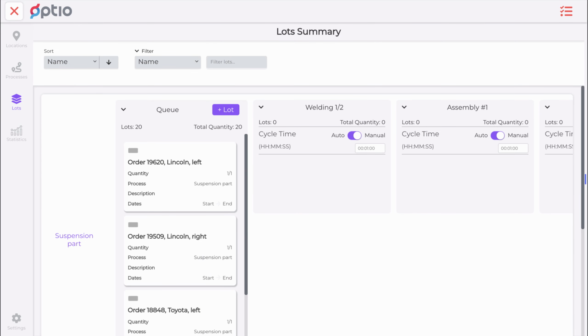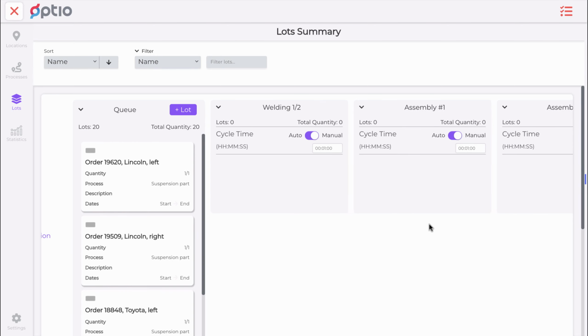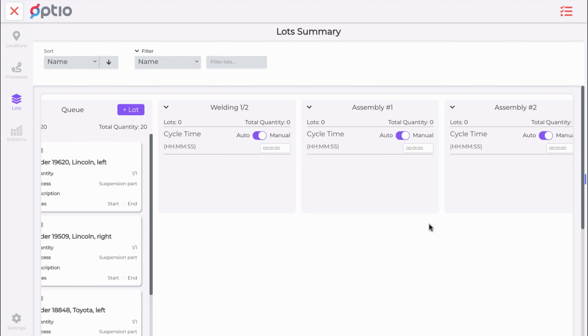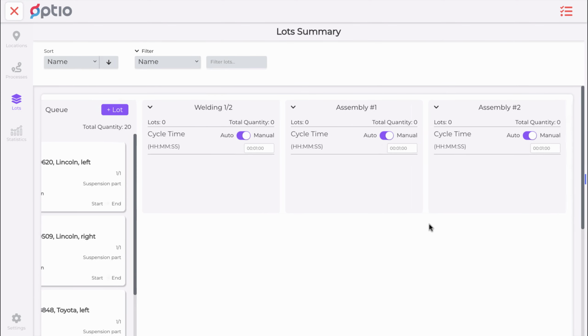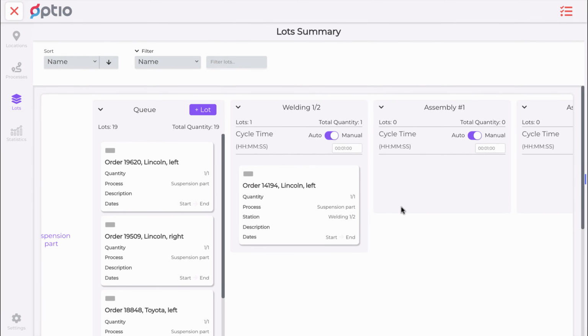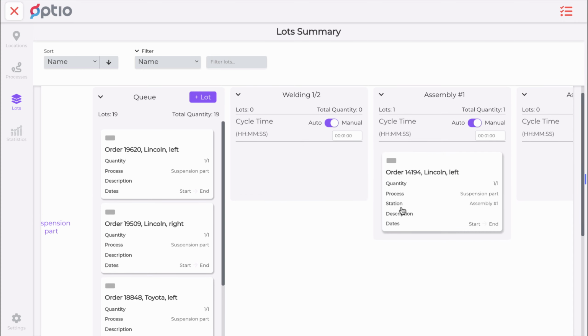We now simulate the same process again, but this time we set the cycle time at the welding station to be constant, simulating a welding robot, and leave the cycle time at assembly 1 and 2 subject to random fluctuations. The first lot is already being released. So the first weld is complete. The second will follow shortly after as the process is working at constant pace.